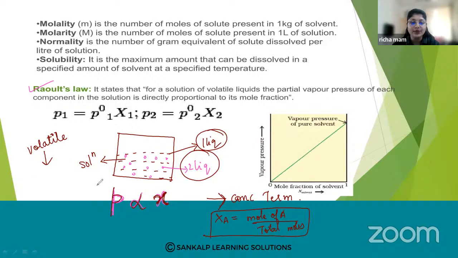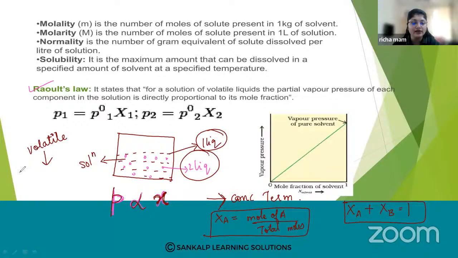Now, one more fact we know: whenever mole fraction is there, the total over all the components present should be equal to 1. So chi A plus chi B is equal to 1. You have to keep this in mind. This is the total number of components present, and it should be equal to 1.